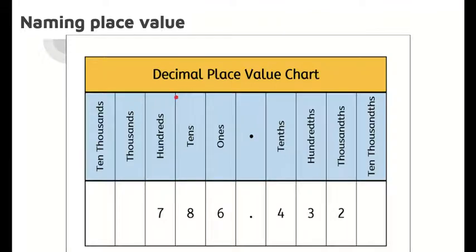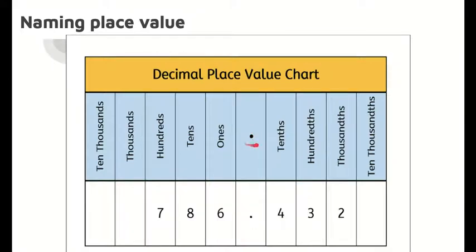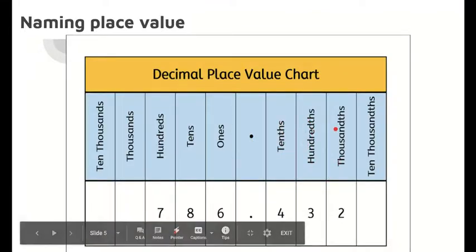As you see my pointer, we have the hundreds place, the tens place, and the ones place. Those are all whole numbers. Then we have the decimal point. When we say a number, we say "and" at the decimal point. Then after the decimal point comes tenths, hundredths, and then thousandths.